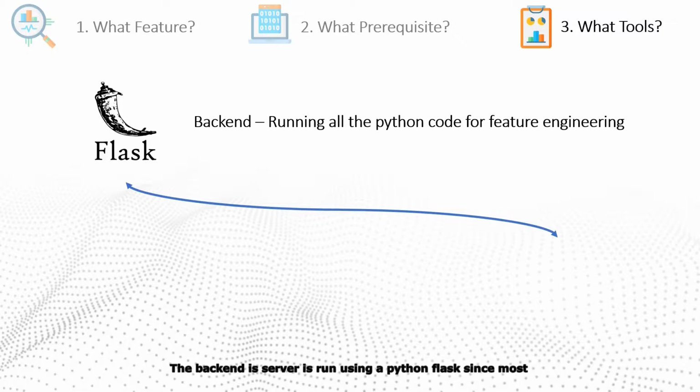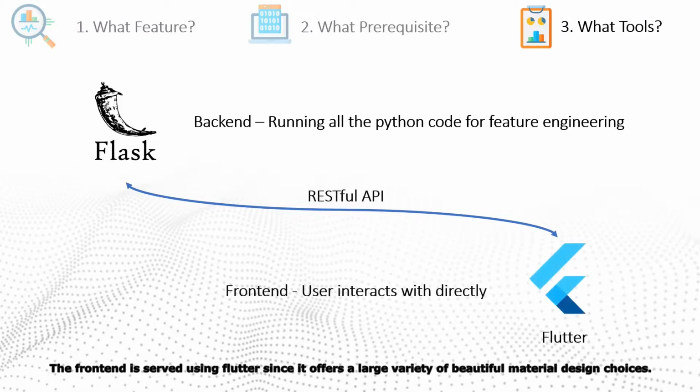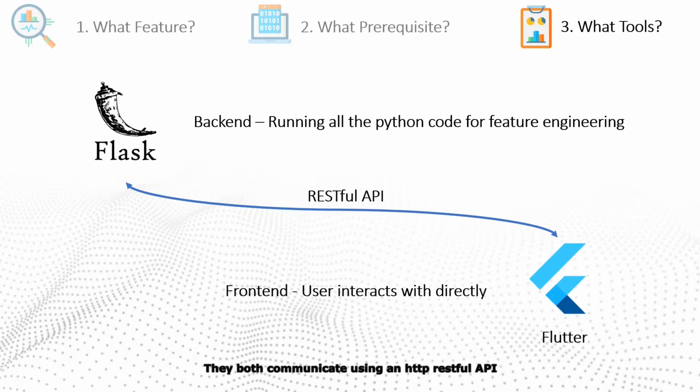The last stage of our final year report involved generating the front end and back end for users to interact with. The back-end server is served using Python Flask since most of our libraries to run our tests or feature engineering rely on Python. The front end is served using Flutter since it offers a large variety of beautiful material design choices. They both communicate using an HTTP RESTful API.